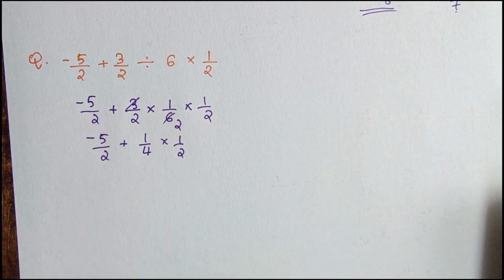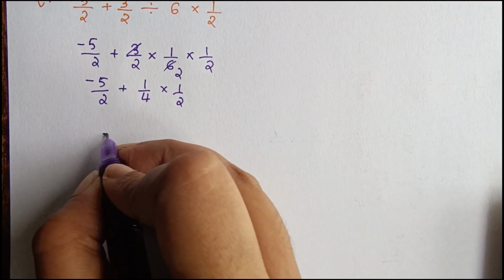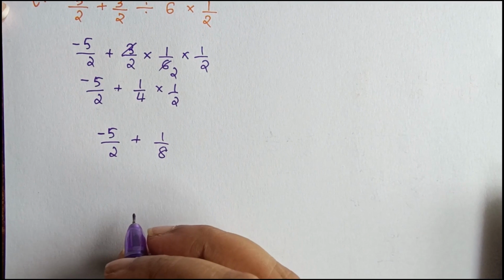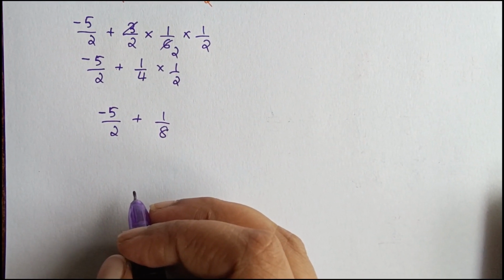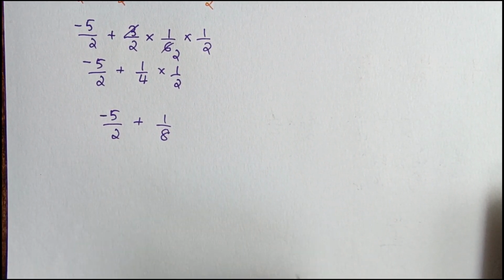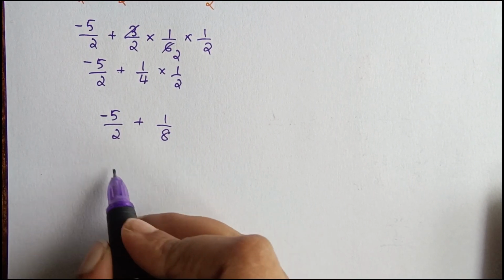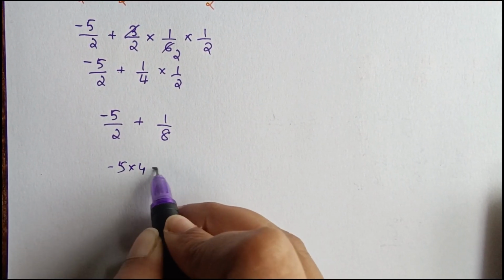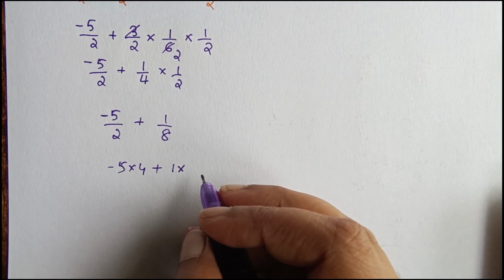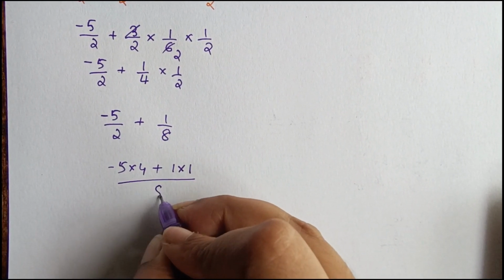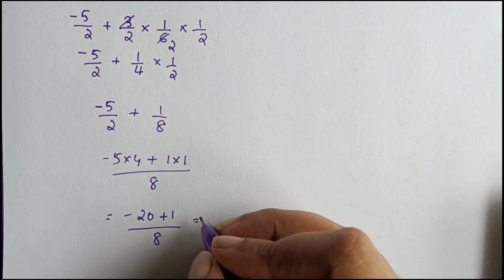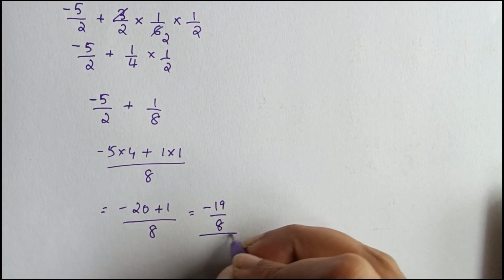So that will become minus 5 by 2 plus 1 by 8. Now you can do the addition. So when adding two fractions, you will need to find the LCM. So by looking at it itself, we can see that the LCM will be 8. So 2 into 4 is 8. So minus 5 into 4 is 20. And here 1 into 1 divided by LCM is 8. So minus 20 plus 1 divided by 8, which is equal to minus 19 by 8 is the answer.